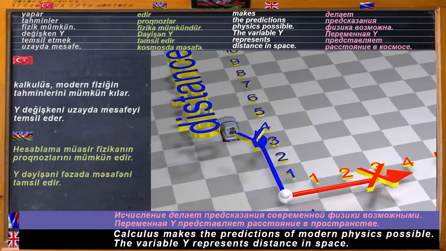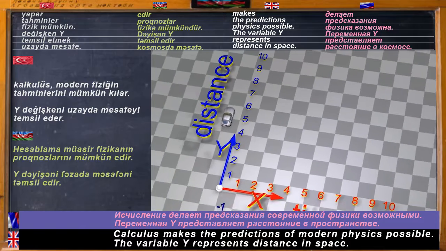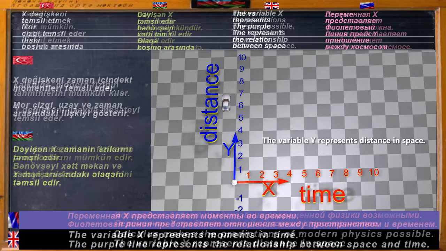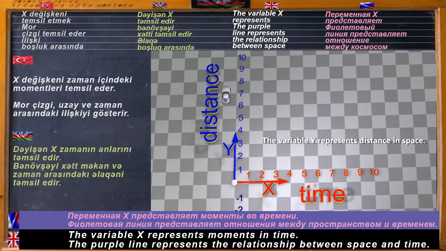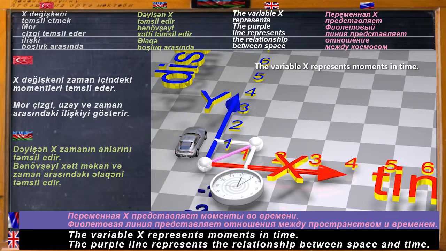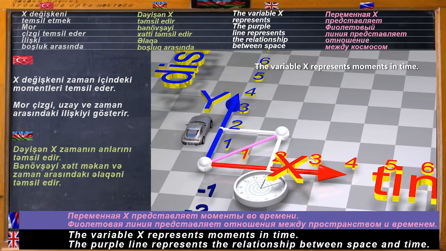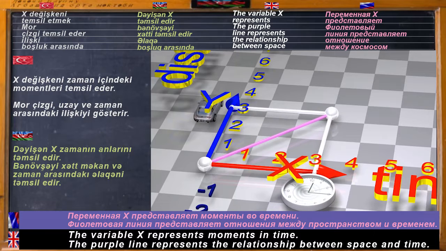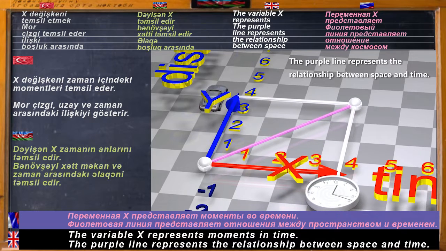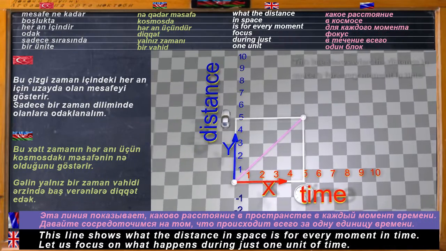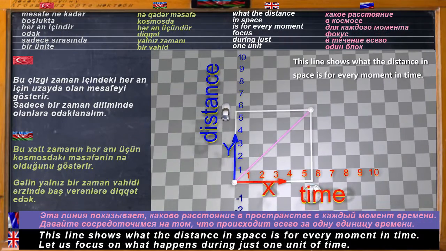The variable y represents distance in space. The variable x represents moments in time. The purple line represents the relationship between space and time. This line shows what the distance in space is for every moment in time.